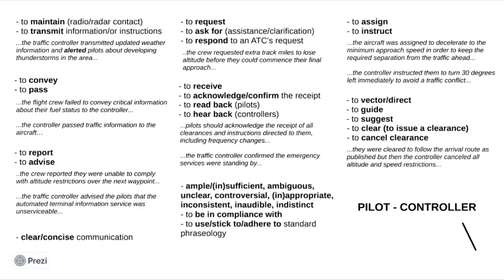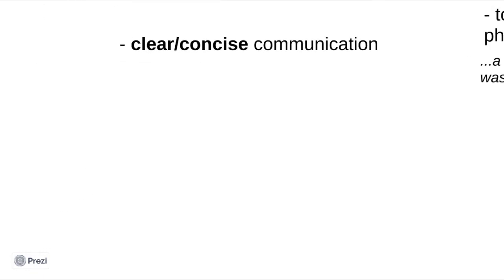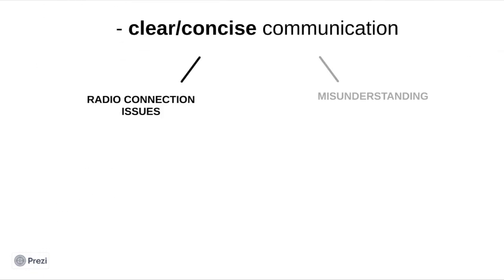Let's take a look at more examples. A part of the controller's message was muffled and indistinct, or ambiguous and non-standard phraseology is a common contributing factor to incidents and accidents. It's quite common that you might be prompted to talk about the challenges to communication between pilots and controllers. For example, due to radio connection problems or misunderstanding in general.